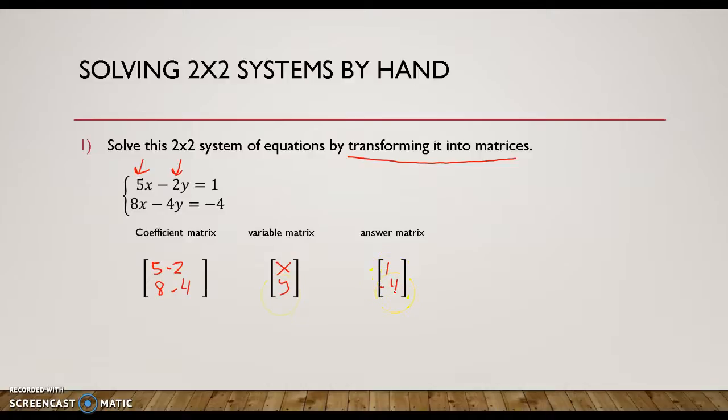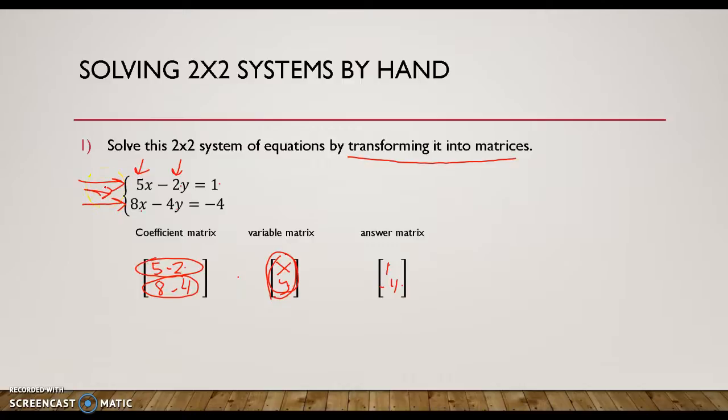And the reason this works is because when I multiply this row by this column, I'm going to take 5 times x minus 2 times y equals 1. That's this equation. When I multiply this row by this column, it's going to be 8 times x minus 4 times y equals -4. That's the same thing as this equation. And so this matrix equation is the exact same thing as this system of equations.